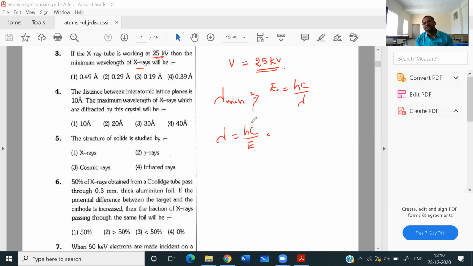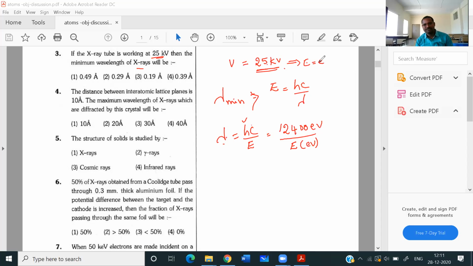In terms of calculation, if you keep the h value 6.63 into 10 to the power of minus 34 joule second and c value 3 into 10 to the power of 8 meter per second, you need to do long calculations. So for that, a short formula is 12,400 electron volt upon energy in electron volt, then you will get the lambda value in angstroms. The options are all in angstroms only. But the potential difference is given as 25 kilovolts, so how to find energy from this?